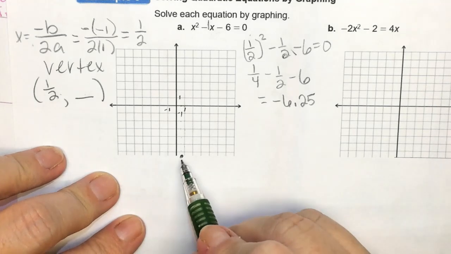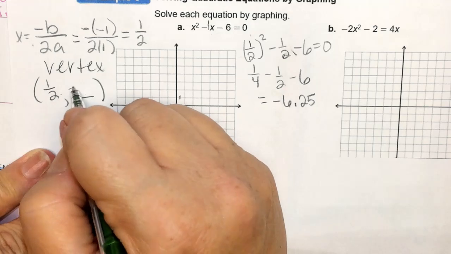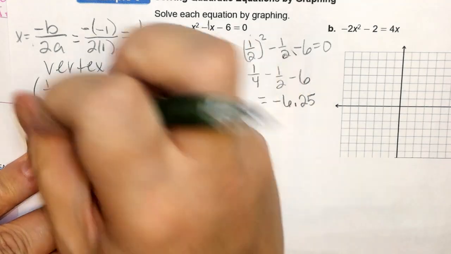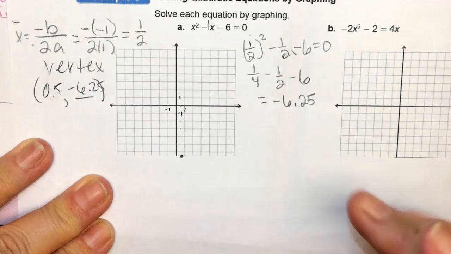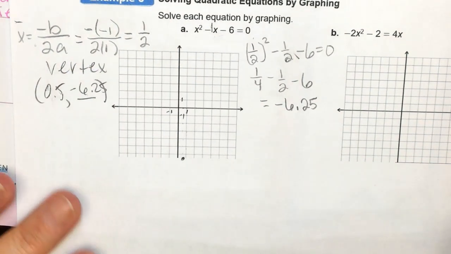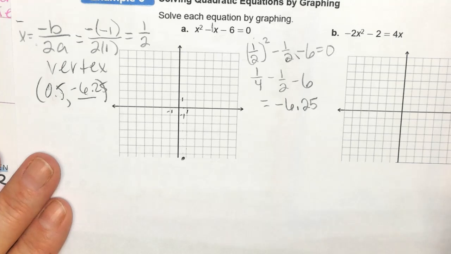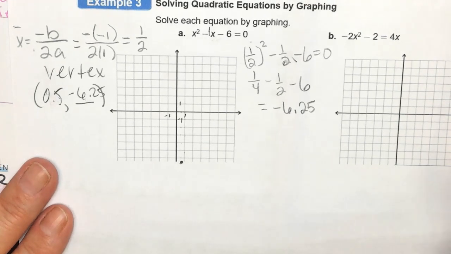All right, so there's our vertex. This is the point 1/2 comma -6.25. If it makes you feel better to write 1/2 as 0.5, I am okay with that, if that makes you happy. But we need more points. Right? We need to know our x-intercept. So we need to know when y is 0, what is the value of x.